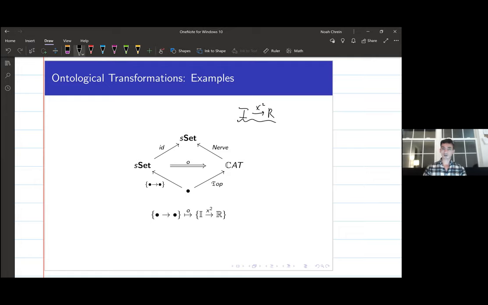So this ontological transformation is a little bit more honest. I have a formal diagram. I'm not even labeling it. And I'm associating to everything in that diagram the actual objects in the category of topological spaces. Okay.